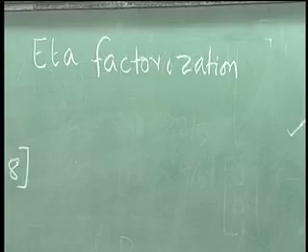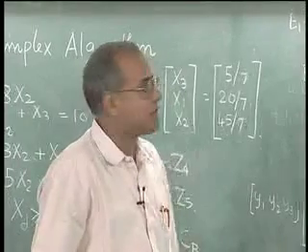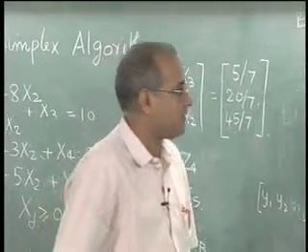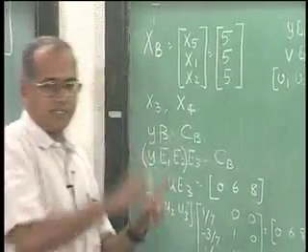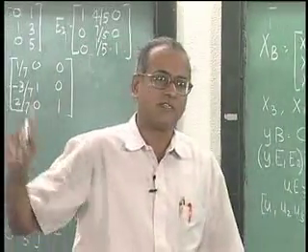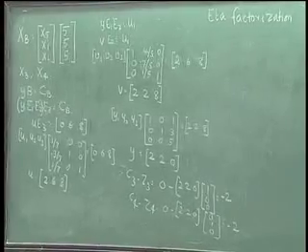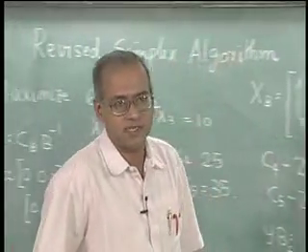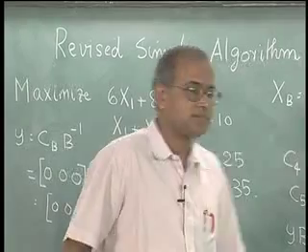We have seen how to convert the basis into a product of several eta matrices, and we also use this method called product form of the inverse, where to find the inverse we multiply these eta matrices once in the forward direction and once in the reverse direction. Forward direction to get y and in the reverse direction to get p bar. So, this is a brief description of the revised simplex algorithm through a numerical illustration.